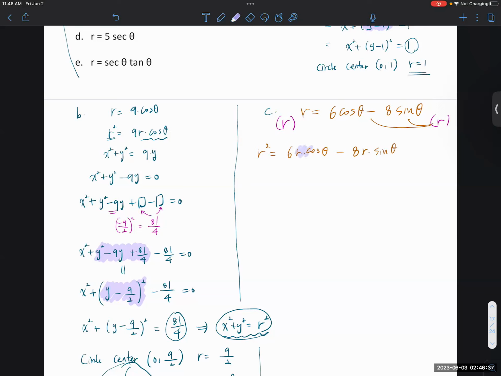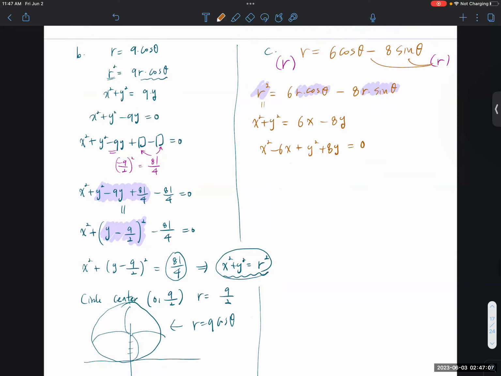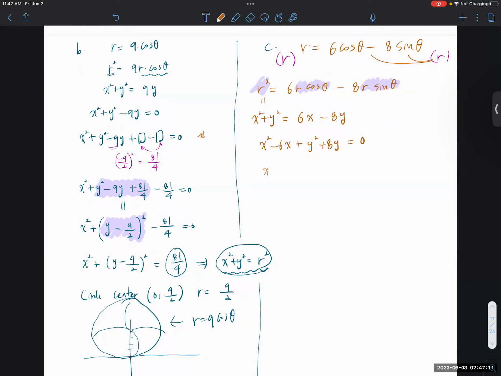We know r cosine theta is x, r sine theta is y, and r squared is x squared plus y squared; we can use these identities. So r cosine theta is 6x and r sine theta is 8y. I'm going to rewrite it: x squared, and I'm going to move 6x and 8y to the other side. So x squared minus 6x plus y squared plus 8y equals 0. Here we're going to use the same strategy: x squared minus 6x plus and minus the same number, y squared plus 8y plus and minus the same number.